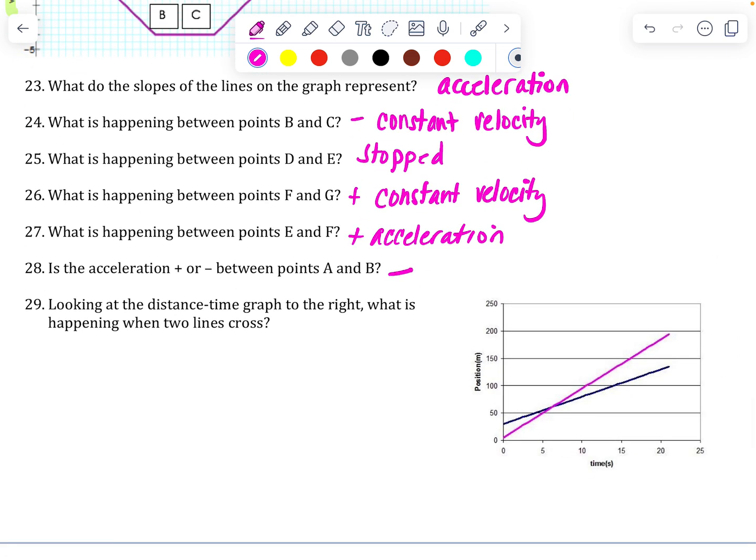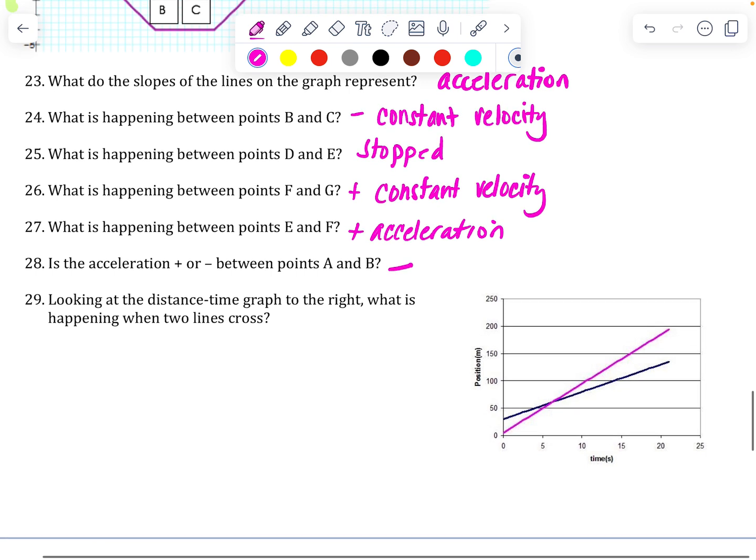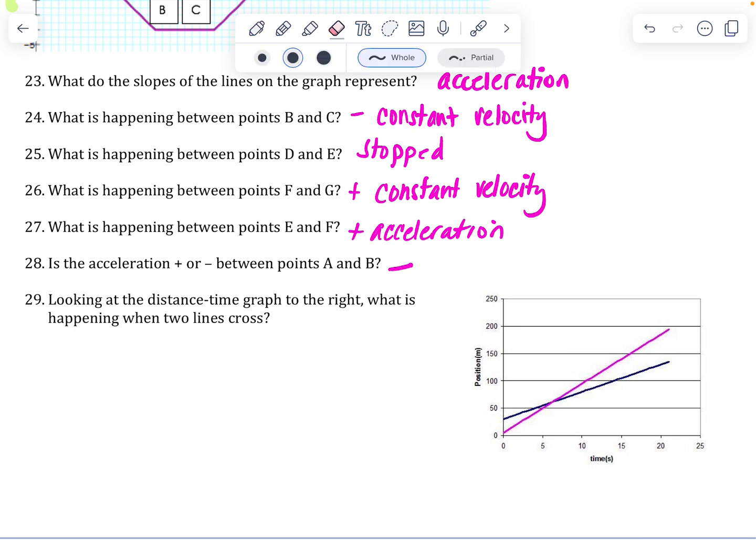the opposite direction. Okay. So looking at the distance time graph to the right, what is happening when the two lines cross? Well, in this case, since it's position or distance, they're right next to each other right there. Their position is the same, but then it shifts. So in this one, one object is passing the other.